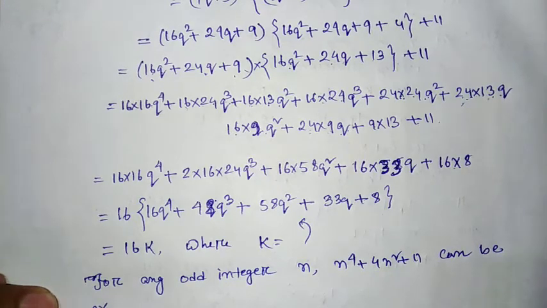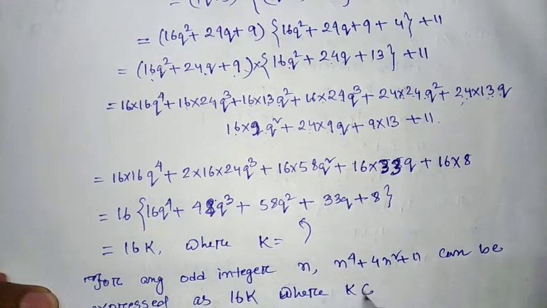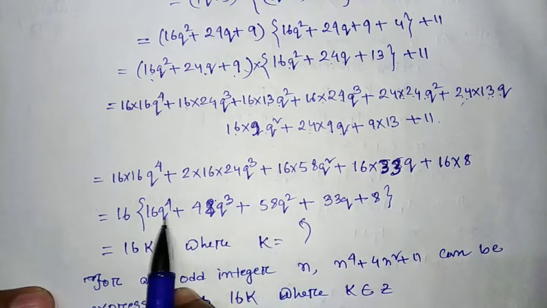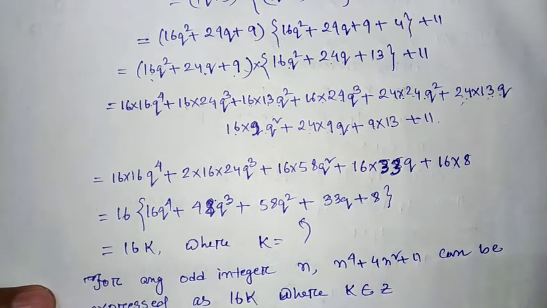So we have to write that for any odd integer n, n to the power 4 plus 4n square plus 11 can be expressed as 16k, where k belongs to Z. So this k means what? This term is nothing but an integer, since q and the numbers are all integers.